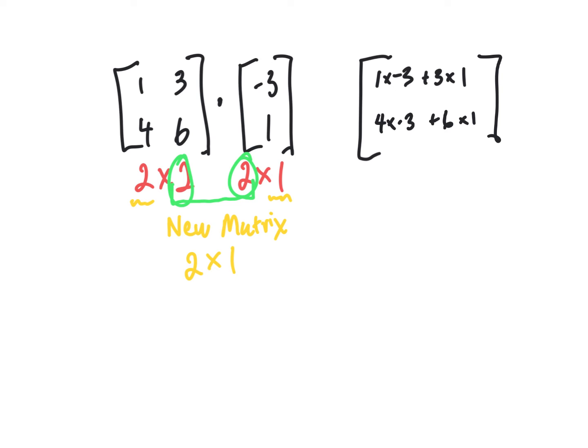So let's calculate those. 1 times -3 is -3. -3 plus 3 is 0. That's my top number. 4 times -3 is -12. Plus 6 is -6. That's my answer matrix. Let's do one more that's a little bit bigger.